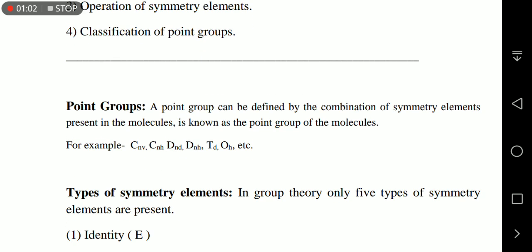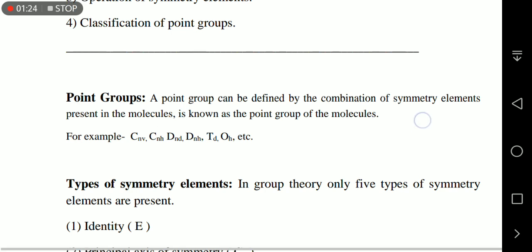Point group is a collection of symmetry elements, or we can say a combination of symmetry elements present in the molecule is known as the point group of the molecule. For example, CnV, CnH, DnH, DnD, tetrahedral Td, octahedral Oh, icosahedral Ih, etc.